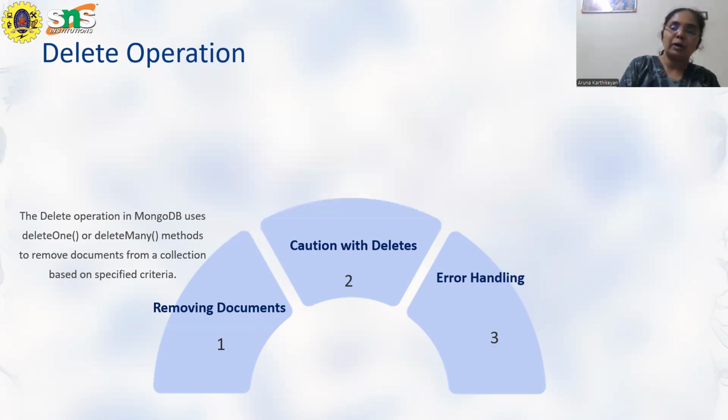The second is delete one. If I want to delete the address of a single student, or the phone number or mail ID of that particular student, I can go for delete one. So this is how we remove a document, data or a field in a collection.